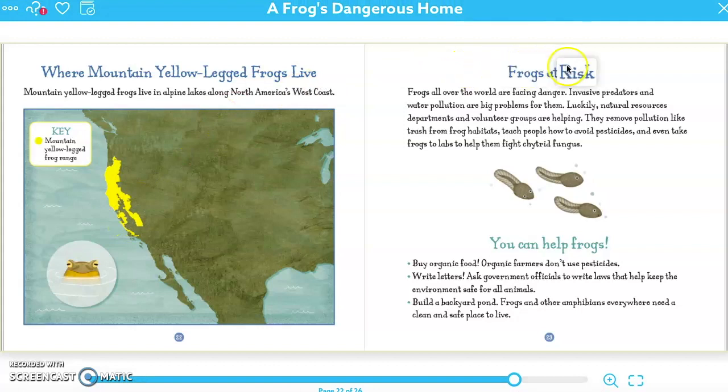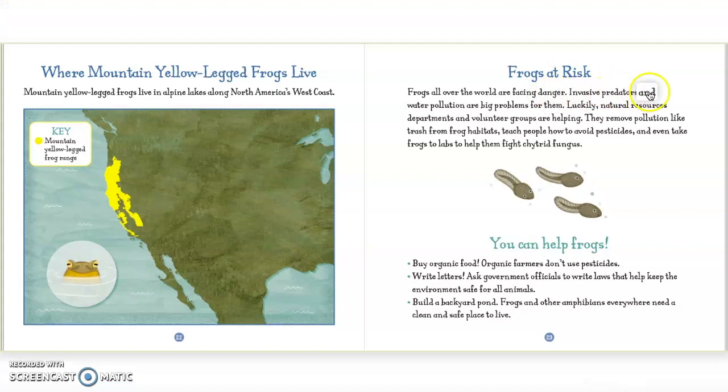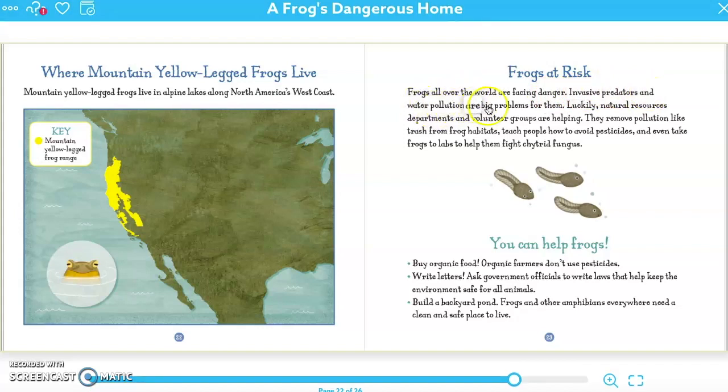Now we have two more headers. These are called headers, right? Two more little paragraphs about frogs. Frogs at risk. Frogs all over the world are facing danger. Invasive predators and water pollution are big problems for them.